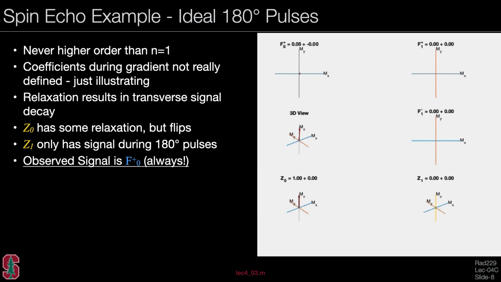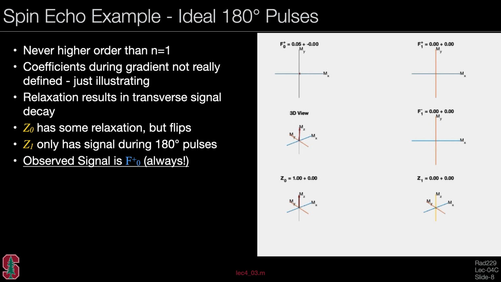The coefficients during the gradient, you'll see in this animation we're about to play. During a gradient, during dephasing, the coefficients are not really defined because we don't have an integer number of cycles across the voxel. Remember, relaxation results in transverse signal decay. Z0 has some relaxation, so some recovery, and this keeps flipping and doesn't really generate any signal. Z1 only has signal during the 180-degree pulses, but goes back to 0 after each 180-degree pulse.